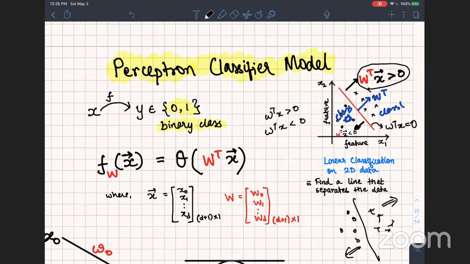So that's what we want to say, that based on W transpose X, we want to make a decision. If it is greater than zero, we will assign positive. If it's negative, less than zero, we'll make it class zero or class minus one, right? So again, your decision boundary is linear because you're doing it on W transpose X.